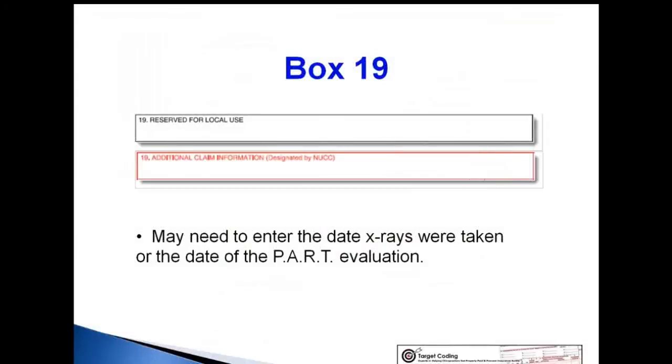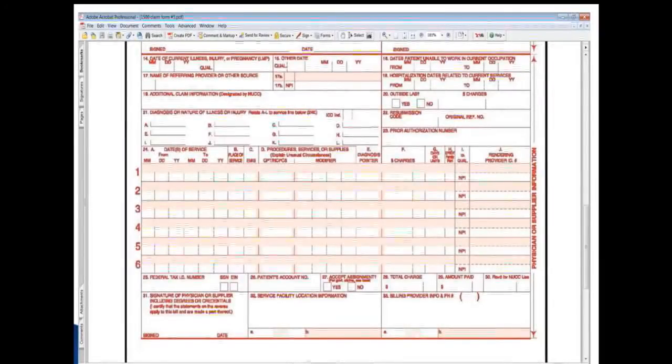Let's keep going. Box 18, hospitalization dates. 19. Okay, little change here. Reserved for local use or additional information. Now, as far as chiropractic goes, you may need to enter the date of the x-rays or the date of the part exam. So 19 is that catch-all box where you could put extra information into it. Box 20 is outside lab, yes or no, and the charges.